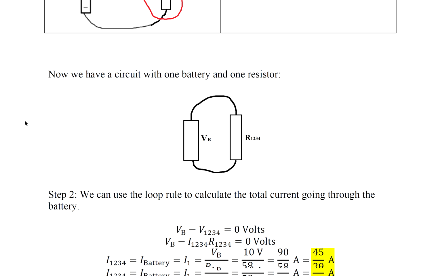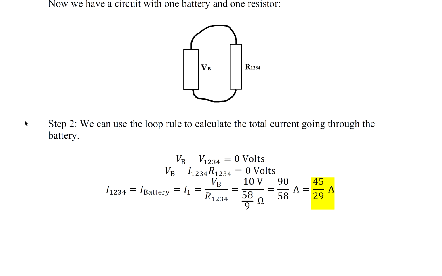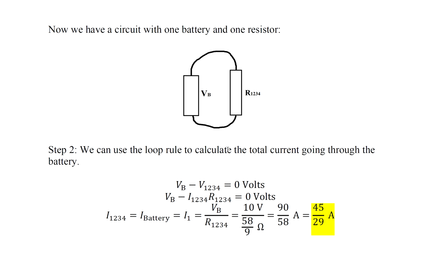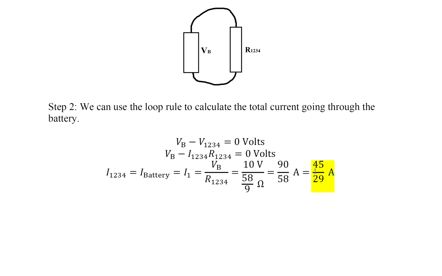Now we have a circuit with 1 battery and 1 resistor. So now we could use the loop rule from Kirchhoff's law to find the current going through the battery. The current going through the battery is 45 over 29 amps.